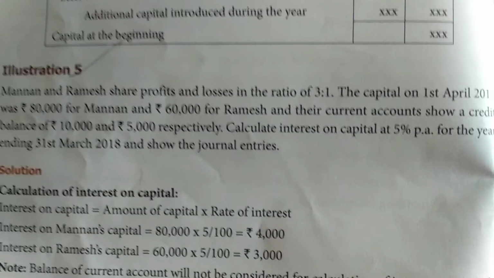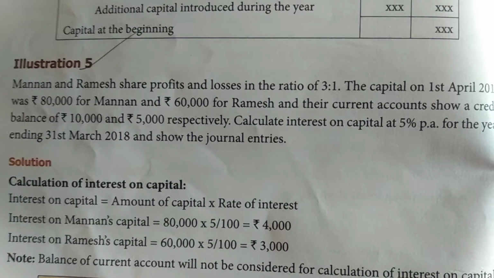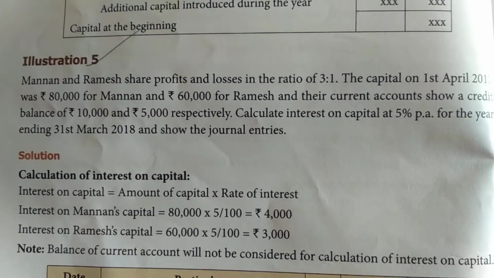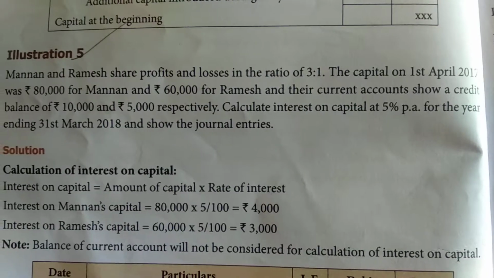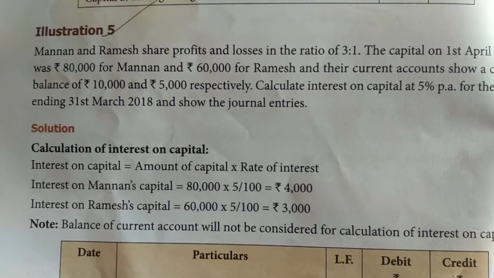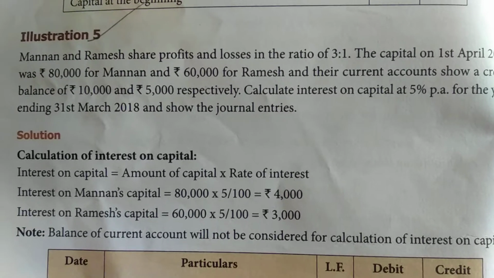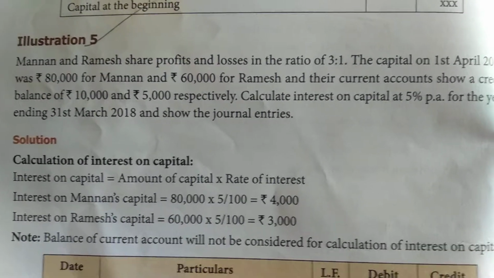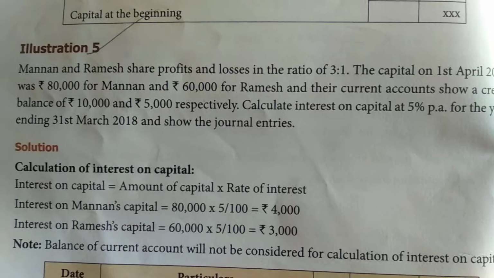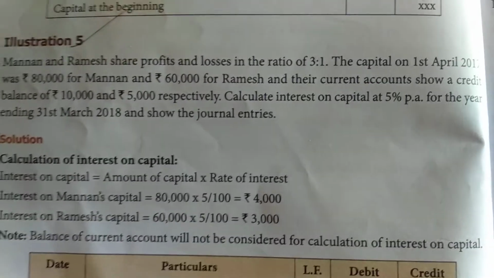See, it is like our bank calculation only, children. For example, when our parents are investing 80,000, how much interest do you get? The same way you have to calculate, children. Look at the calculation. Coming with the interest on capital, you have to write amount of capital into rate of interest. That's all. Coming with Manan's capital, you are going to calculate interest: how much did Manan invest? 80,000 into 5 by 100, that's equal to 4,000 rupees.